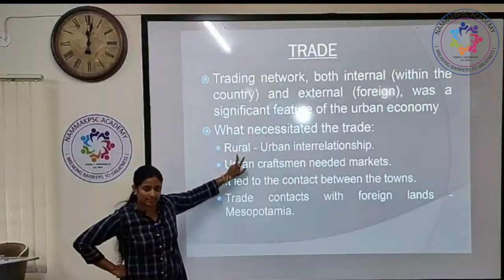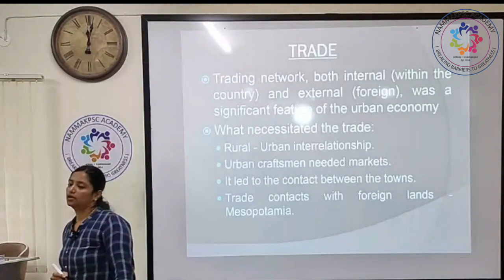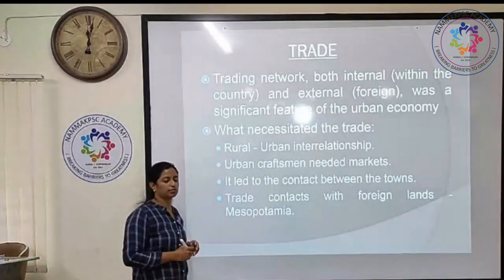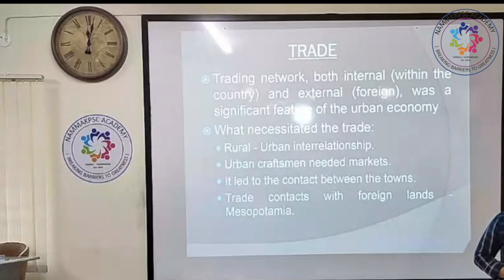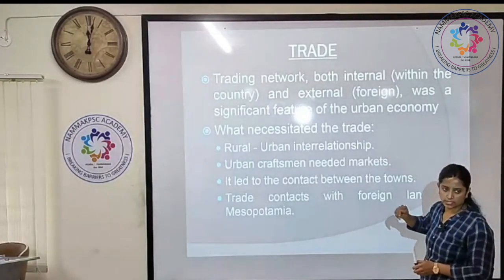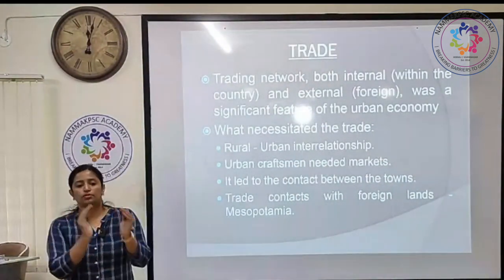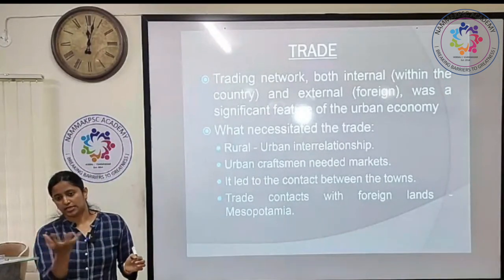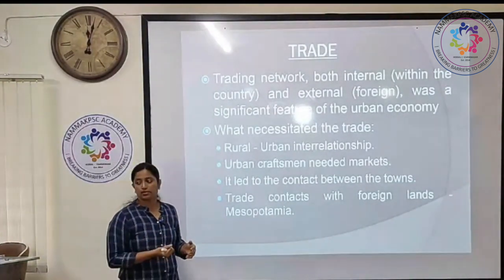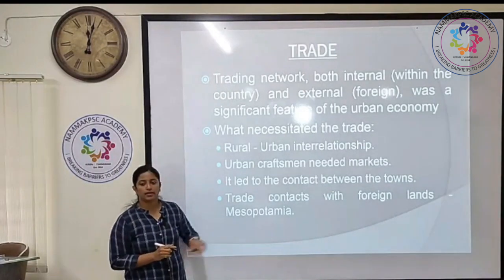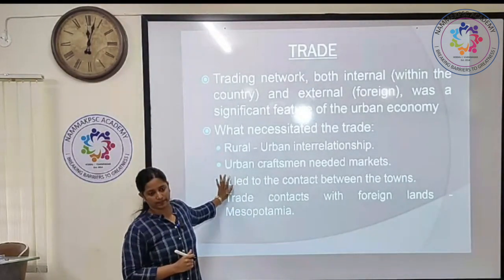And what necessitated this economic structure is your rural-urban interrelationship. So wherever the goods were produced, what kind of goods are we talking about here? We're talking about crafts, potteries, beads, and metal objects, and also the agricultural produce. So all of them. Now the rural area is producing and the urban area is trying to collect and store them. Now that interrelationship existed between the rural and urban setup. So when I say rural and urban here, it means the areas that are providing and the areas that are receiving. That is it.